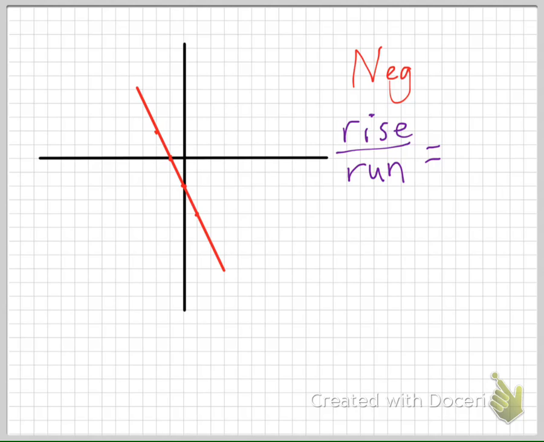So let's pick 2 points. So let's say I pick this point right here. And that one there. Now it doesn't matter. I could use this one and this one. I could use this one and that one. Any points as long as they are on the line will work.